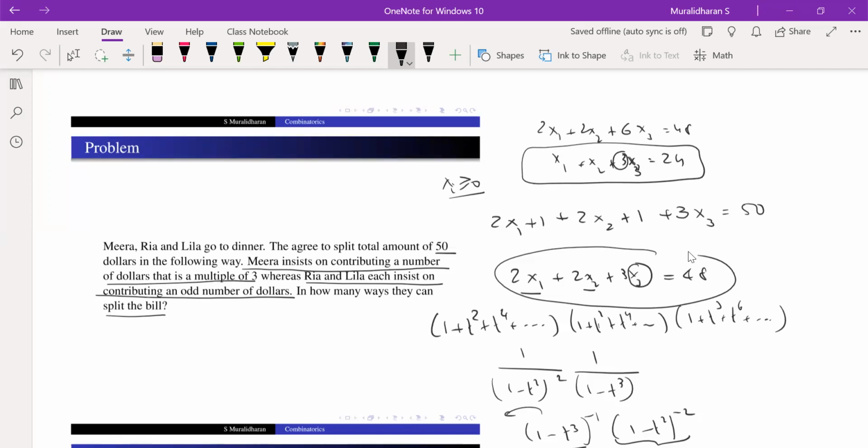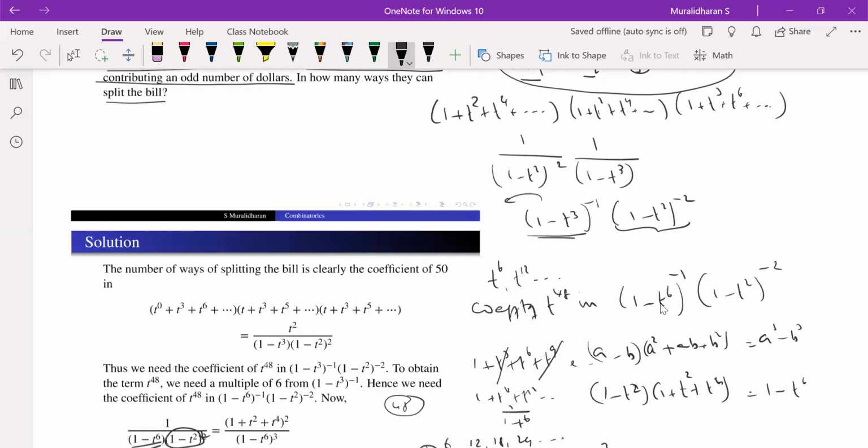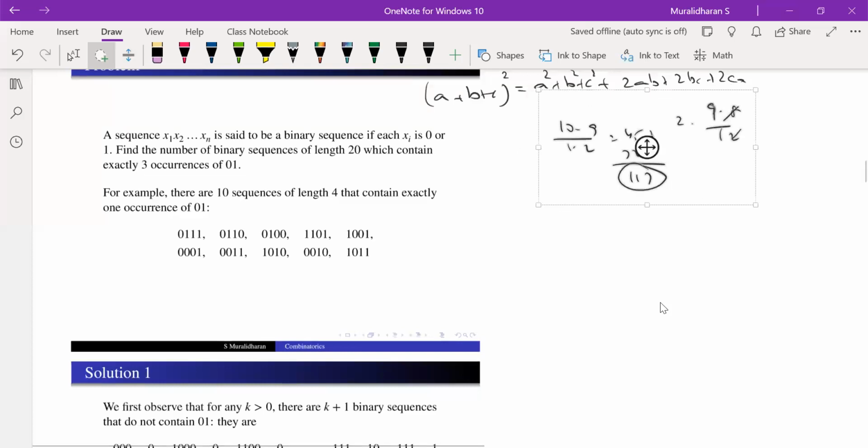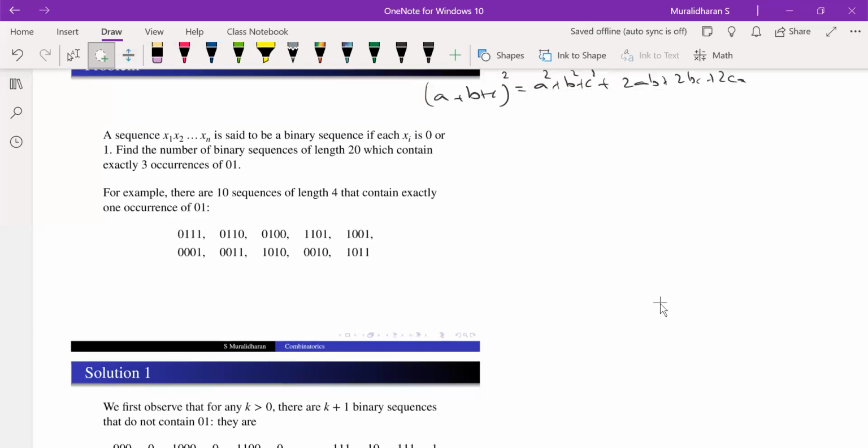Okay, there's one more way. No, but that won't work all the time. Okay, sorry about it. Yeah. Let's use this problem. It's a slightly different type of problem.